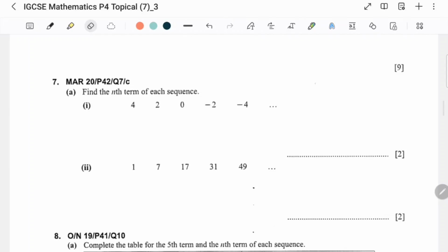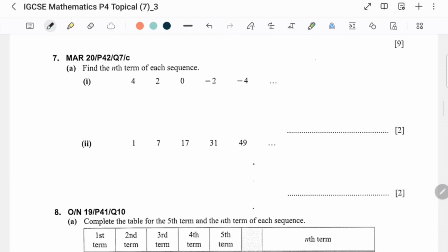And it's worth 9 marks. Please do the whole working.